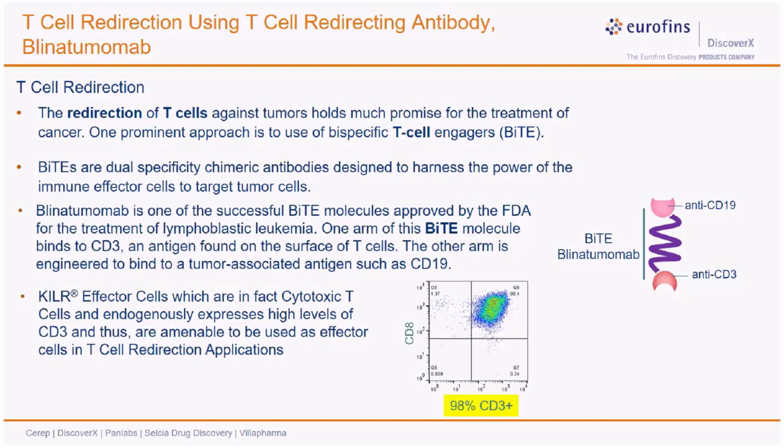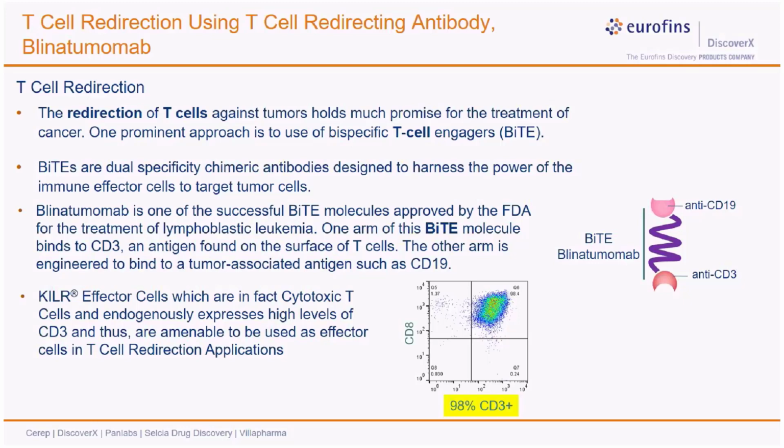There are various types of T-cell redirection therapies in development, and one of the prominent approaches is to use the bispecific T-cell engagers or BiTEs. These are dual specificity chimeric antibodies designed to harness the power of immune effector cells to target tumor cells. Blinatumomab is one of the successful BiTE molecules approved by the FDA for the treatment of lymphoblastic leukemia.